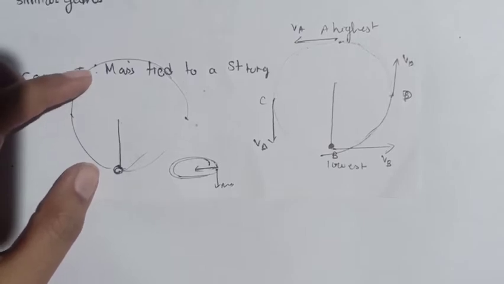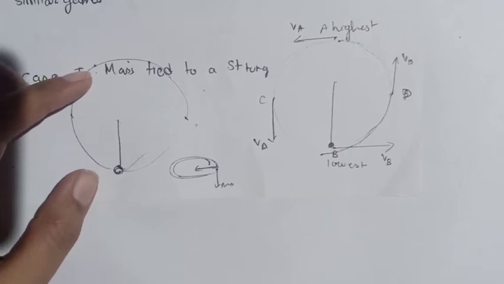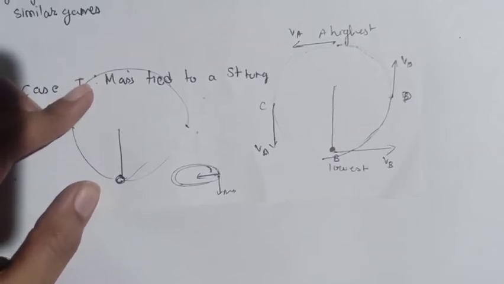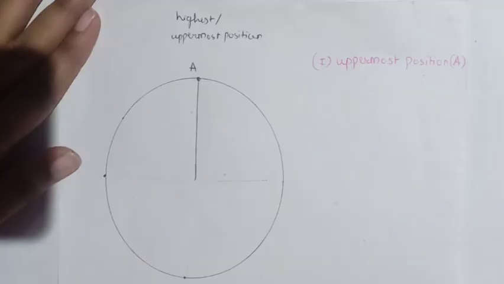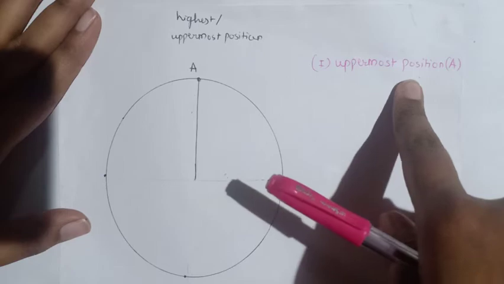For example, in a roller coaster, the car slows down and speeds up as it moves around the vertical loop. So let's form equations at different points. First, we will solve for the uppermost position.